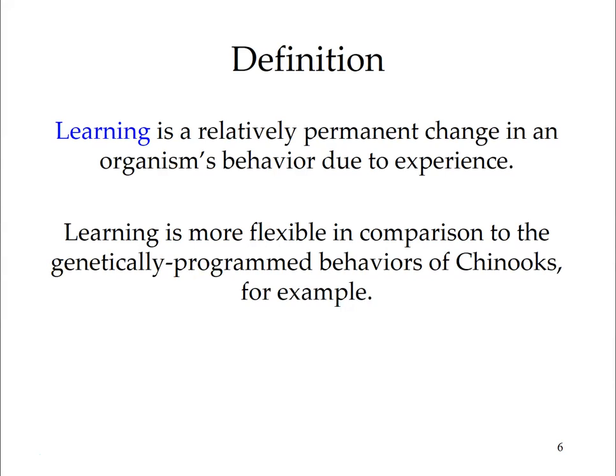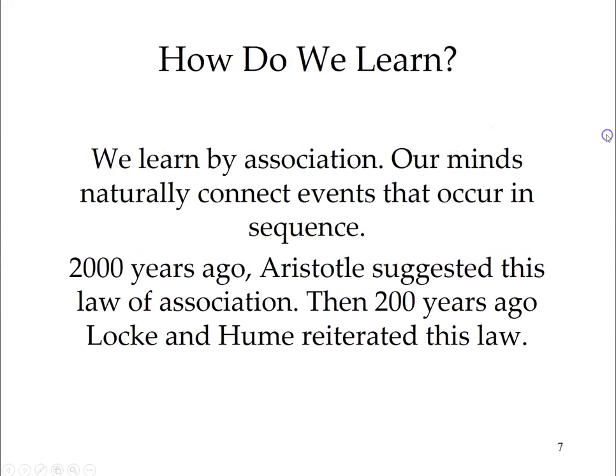So in this topic, we're going to define learning and identify two forms of learning. Learning is a relatively permanent change in an organism's behavior due to experience. Nature's most important gift to us may be our adaptability, our capacity to learn new behaviors that enable us to cope with ever-changing experiences. We learn by association, and we naturally connect events that occur in sequence. 2,000 years ago, Aristotle suggested this law of association.